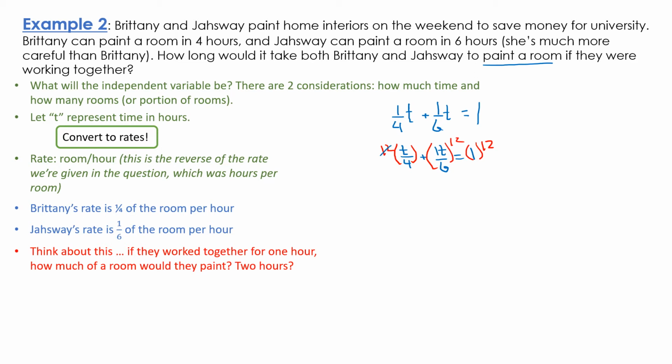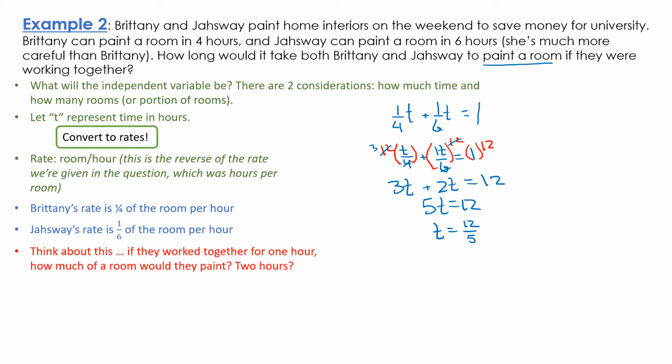So 12 and 4 reduce to a 3. So I have 3t here. 12 and 6 reduce to 2. That's 2t. And then 12. We had no restrictions to worry about because we didn't have unknowns in our denominator for this question. So there's a nice little equation. We get 5t equals 12, or t equals 12 over 5.